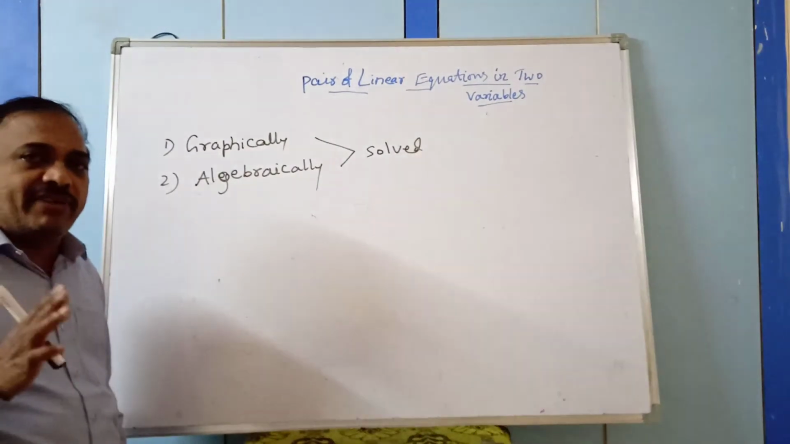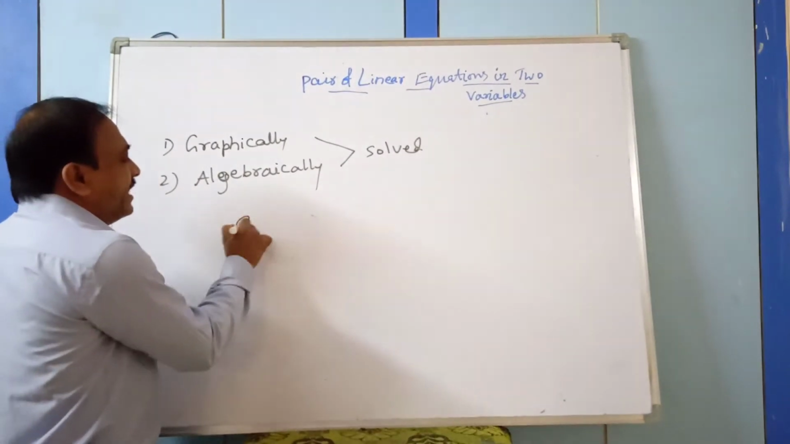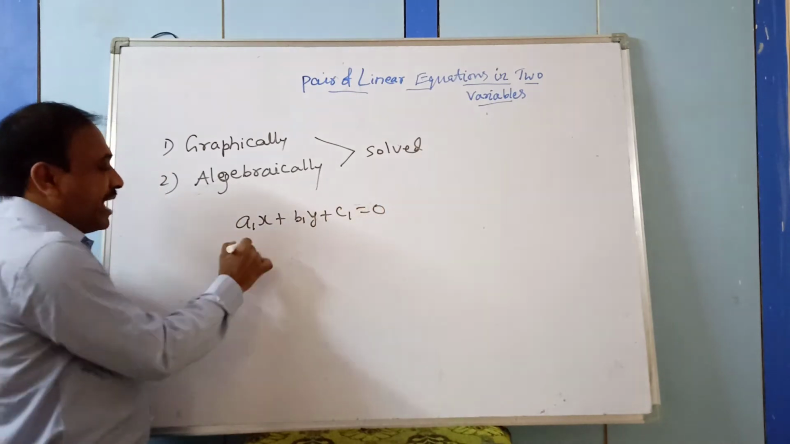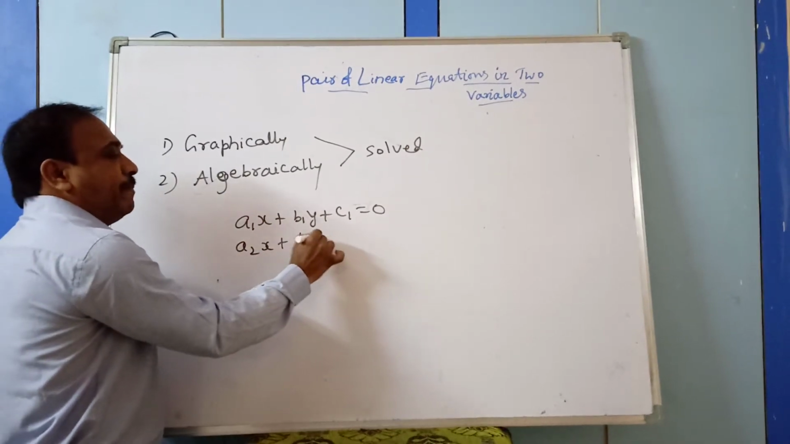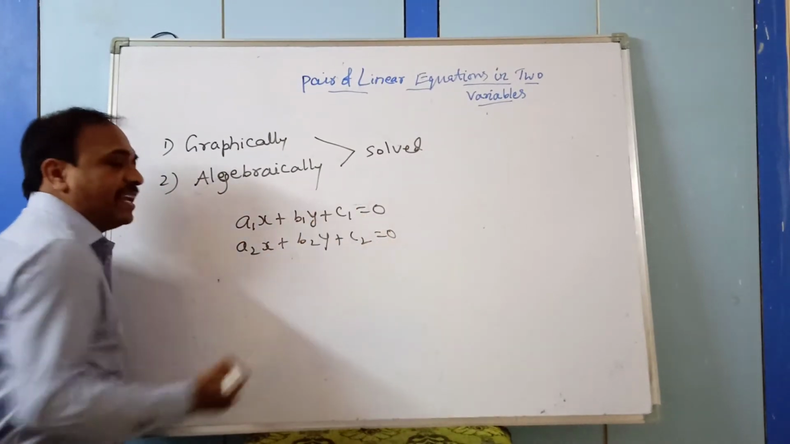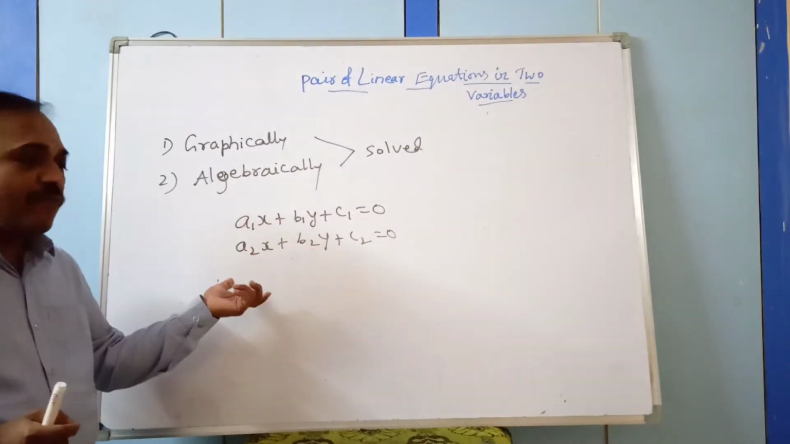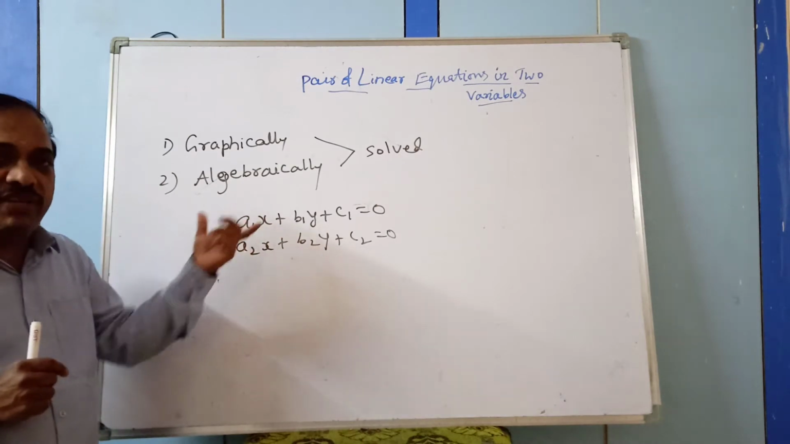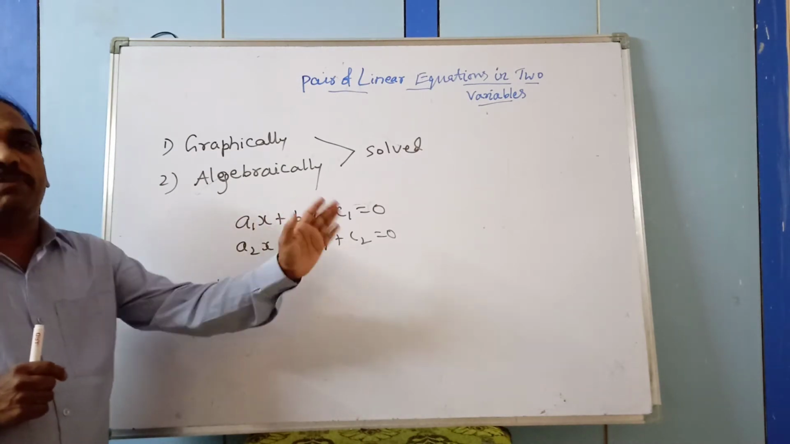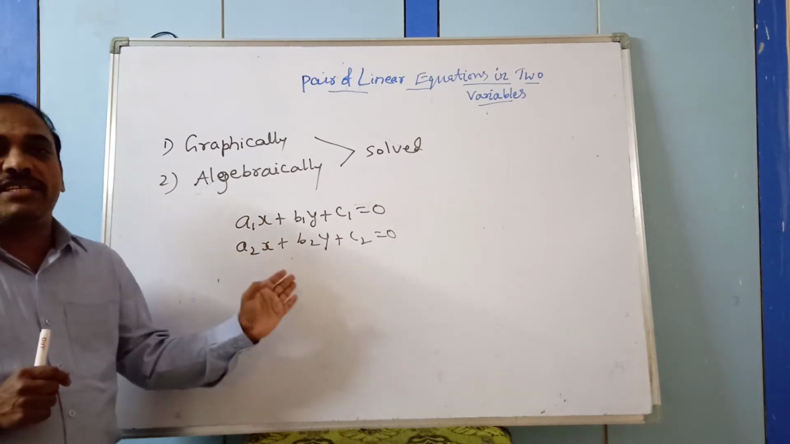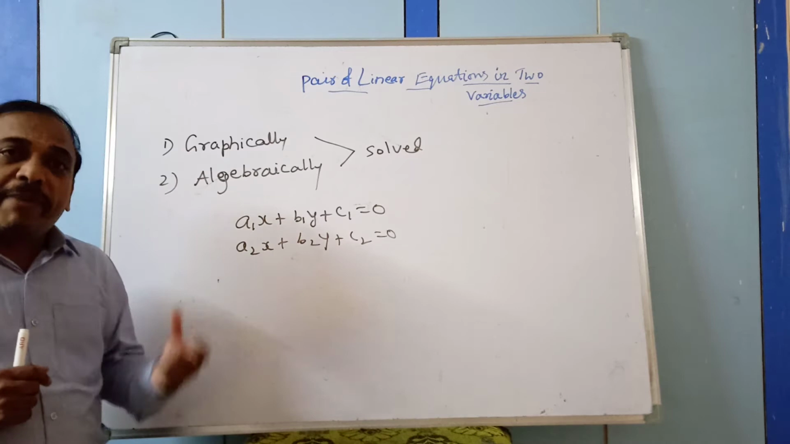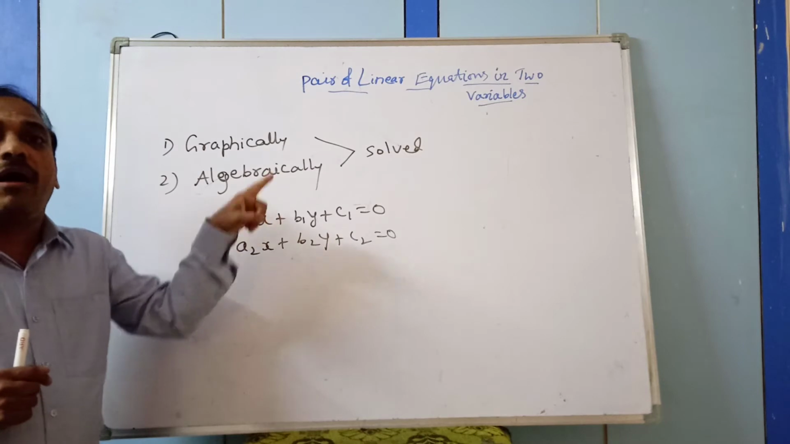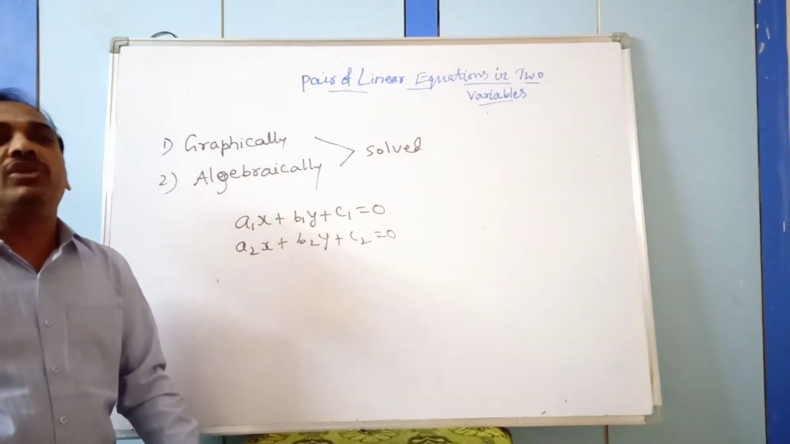a1x plus b1y plus c1 equal to 0. This is one. And a2x plus b2y plus c2 equal to 0. These are the pair of linear equations. So this is the standard form. Now in general, if you give some coefficients of x and y, 2x plus 3y plus 4 equal to 0 or 5x plus 6y minus 7 equal to 0, that pair can be represented graphically and algebraically and also will be solved in both the ways.